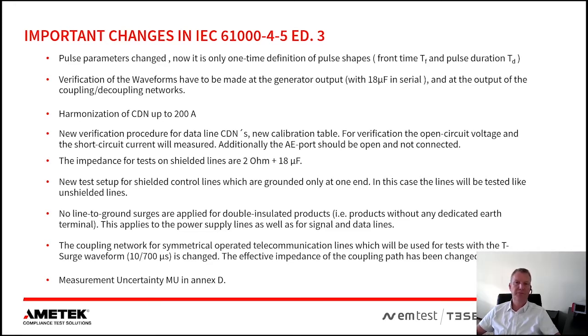Double insulated products, that means products without any earth terminal, are tested just line to line and not line to ground. There's also a difference to the old version. And this applies to power supply lines as well as for data and signal lines. Next one, the coupling network for telecommunication lines, which are usually tested with a 10/700 microsecond pulse, is also changed. In fact, they changed the impedance of the coupling path. Lastly, they added the measurement uncertainty MU in the Annex D.